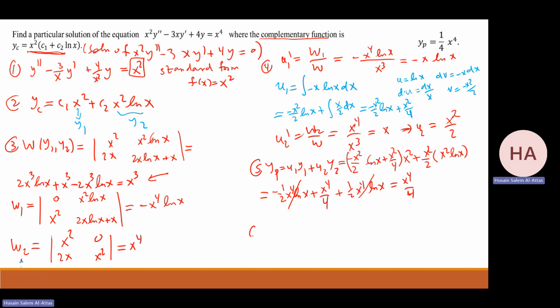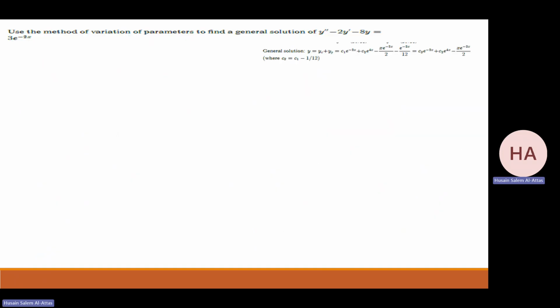So what is my general solution? Y equals YC plus YP, which is C1 x squared plus C2 x squared ln x plus x to the power 4 over 4. By the way, he wants only YP, huh? This will be YP. Yeah. Be careful with the calculation, integration.